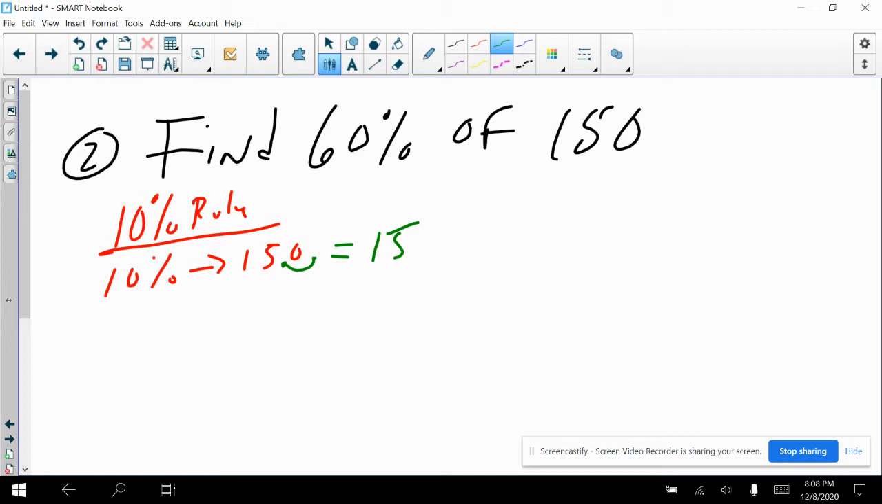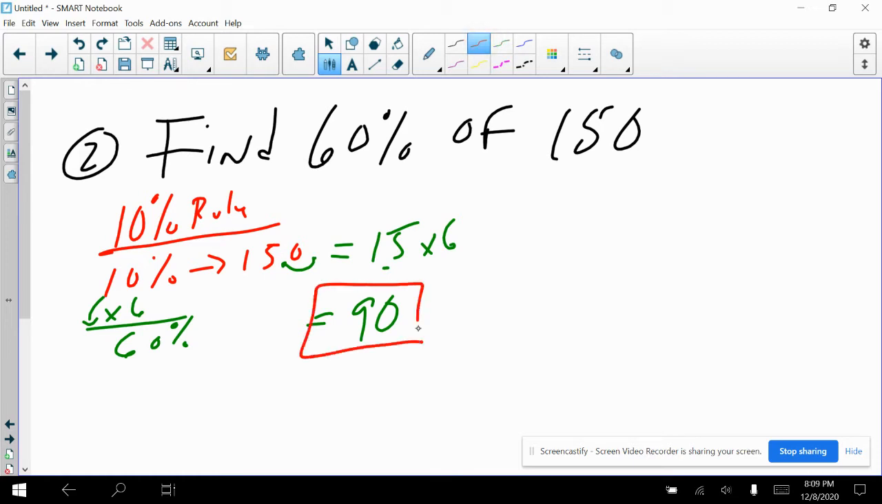Okay, so a bunch of you guys before said, well, how do we go from 10% to 60? We multiply it by 6, which is correct. We would get 60%. Once again, if we're multiplying the percent by 6, we're going to multiply our 10% number by 6, and that's going to give us 90. So 60% of 150 is 90.